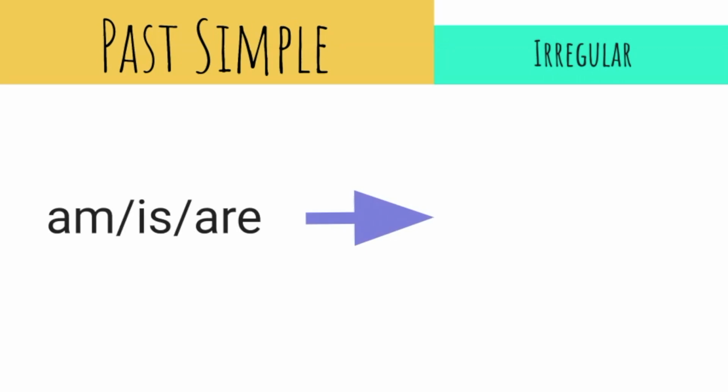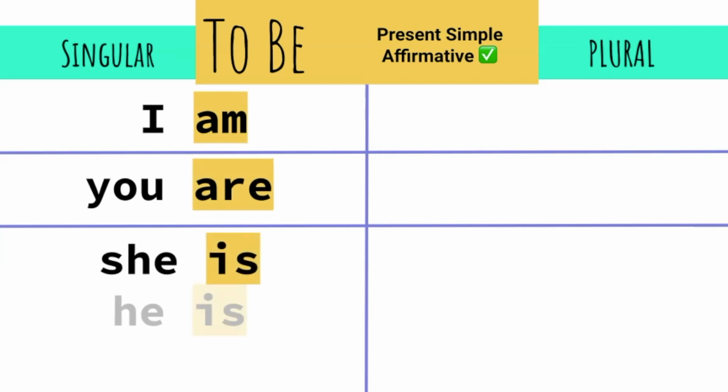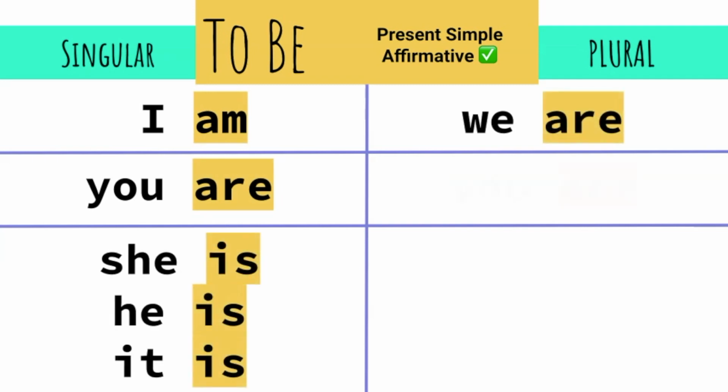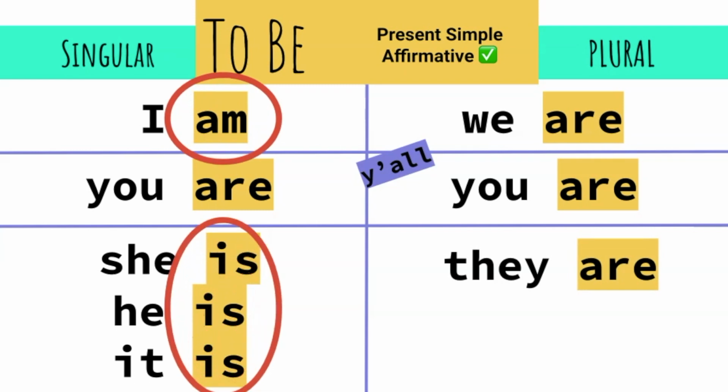Am, is, are. Was, were. This is the only past simple word that has a different conjugation depending on the speaker. Let's review to be in the present simple. I am, you are, she is, he is, it is, we are, you are, y'all are, they are. Notice am and is are the only ones that are different. Everything else is are.